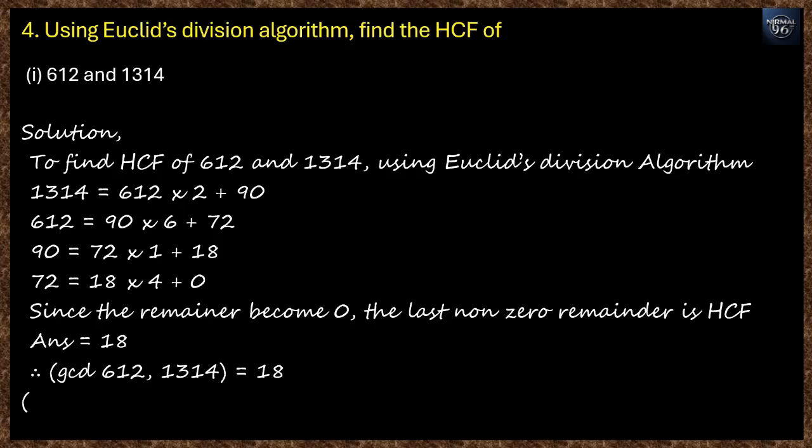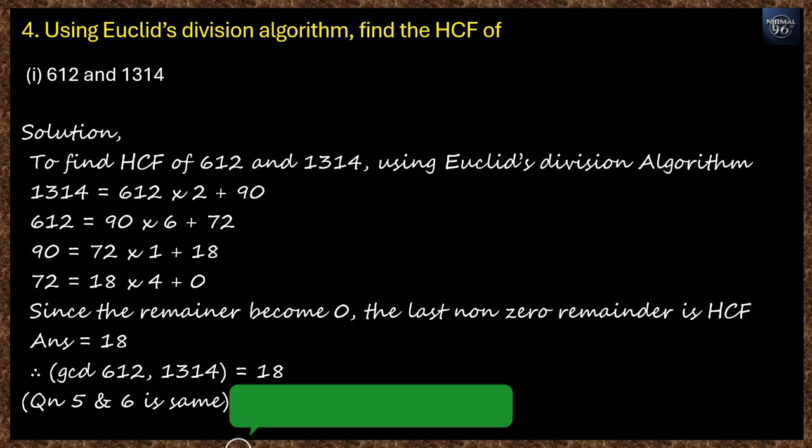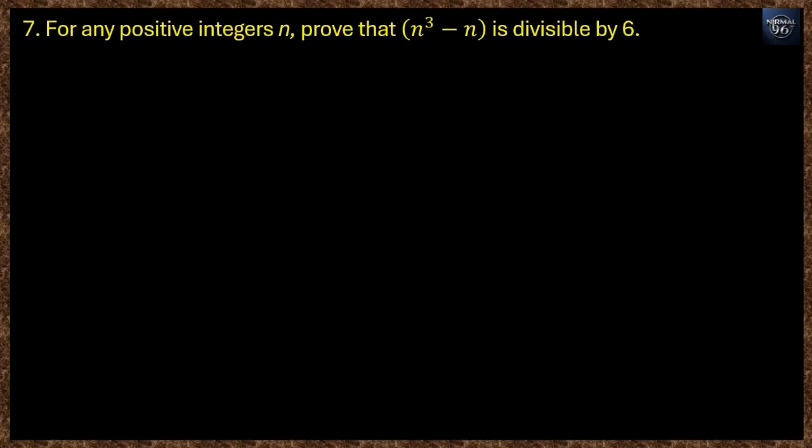After doing this question, question number 5 and question number 6 are the same as question number 4. Now let's go to question number 7. In question number 7, for any positive integer n, prove that n cube minus n is divisible by 6. The question seems to be very tricky, but it's very easy. Let's solve it here. Solution.